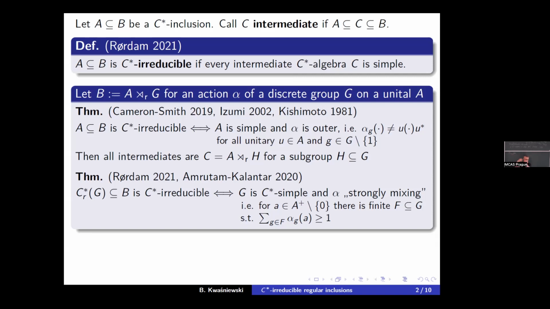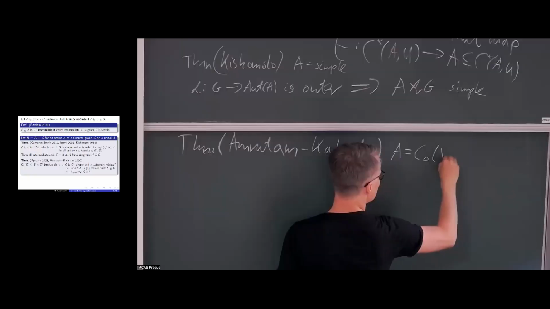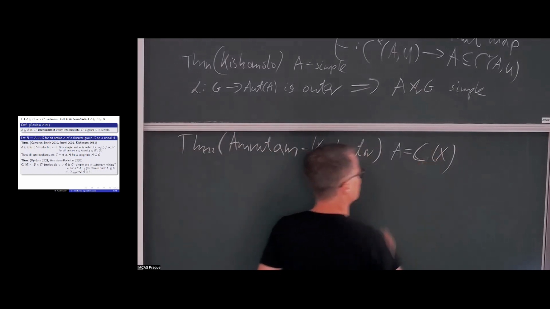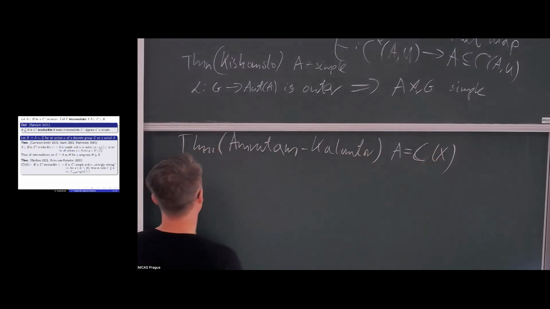If there are more questions, go ahead. So maybe I'm too slow. Am I? No? So Amrutam and Kalantar, they consider on the opposite side a commutative C*-algebra. So this is just the algebra of functions on X, where X is a compact Hausdorff space, because everything is unital.